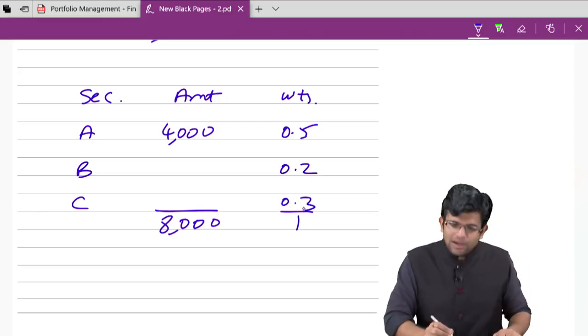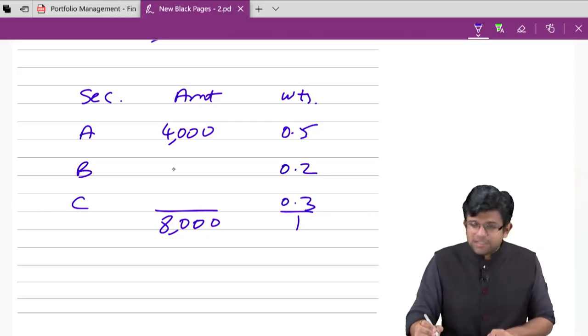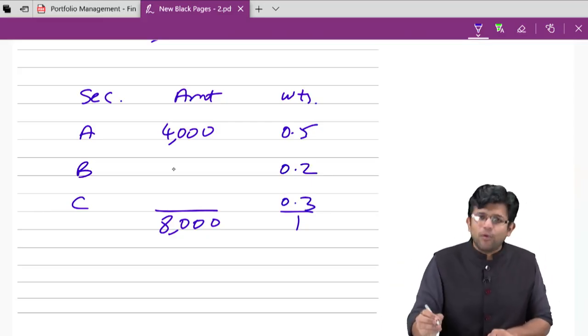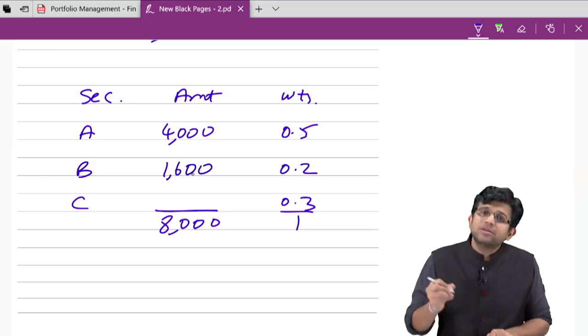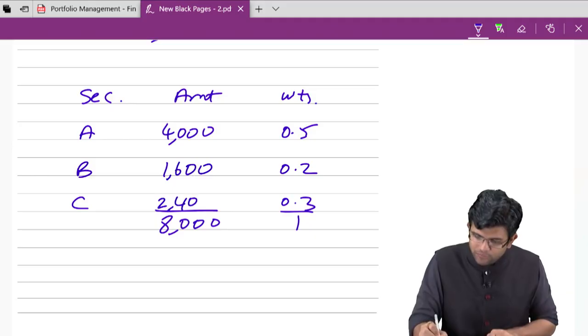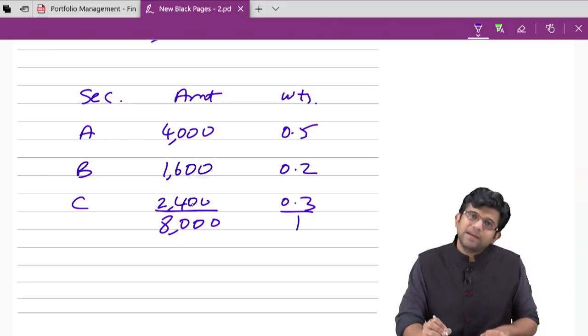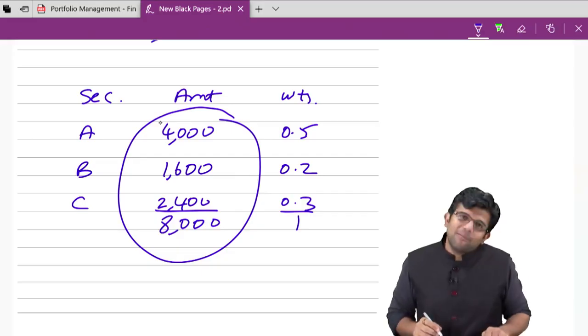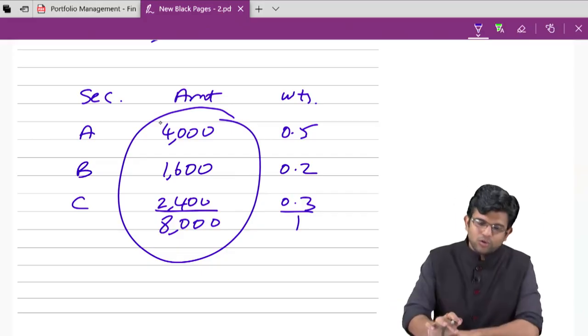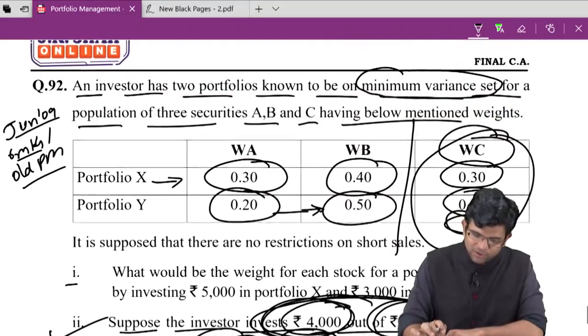Therefore, what should be the allocation? So now the balance, students, please understand, 8,000 into 0.2, 1,600 you should invest in security B, 8,000 into 0.3, 2,400 you should invest in security C, and with this we complete this particular portfolio. Students, I hope you understood this miscellaneous question.